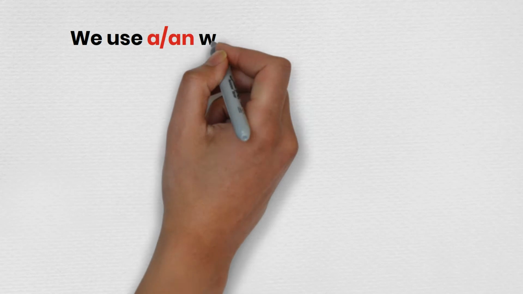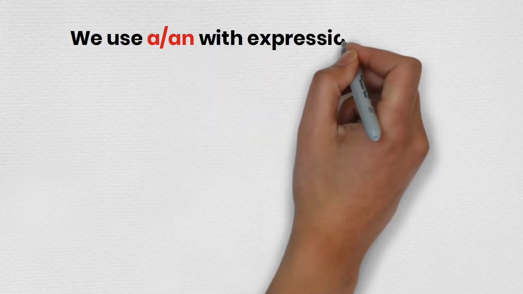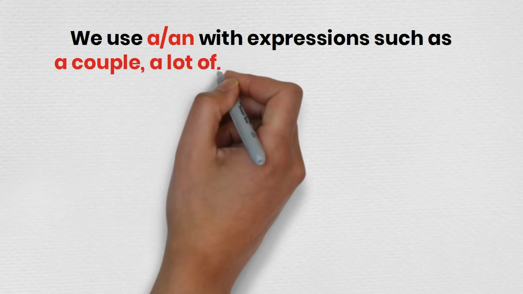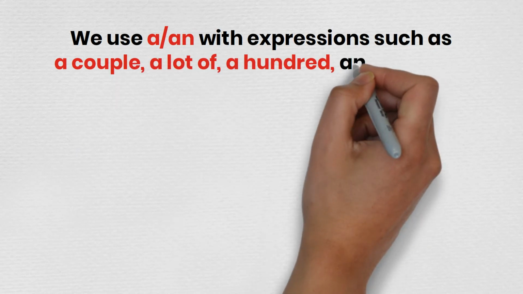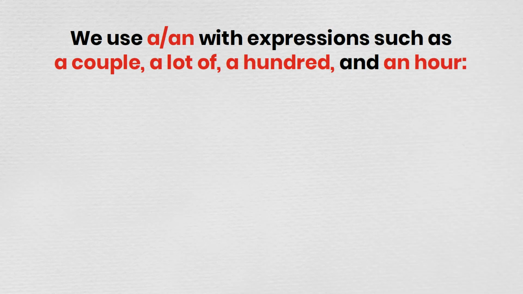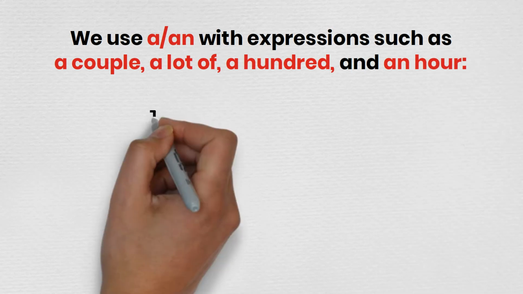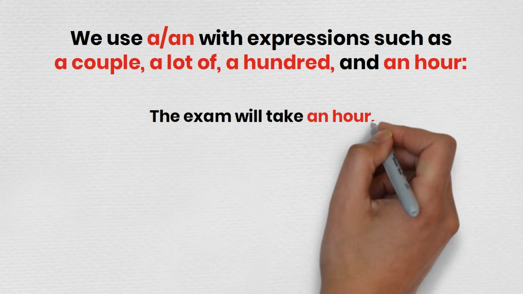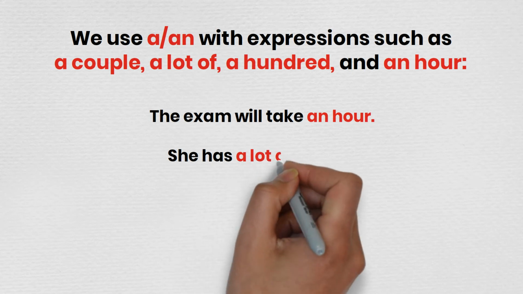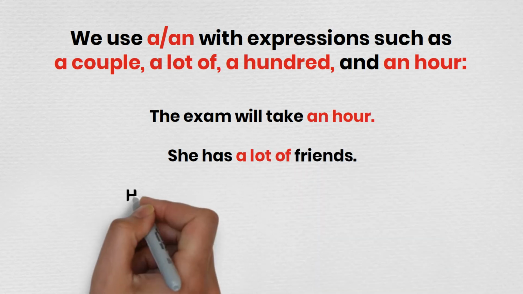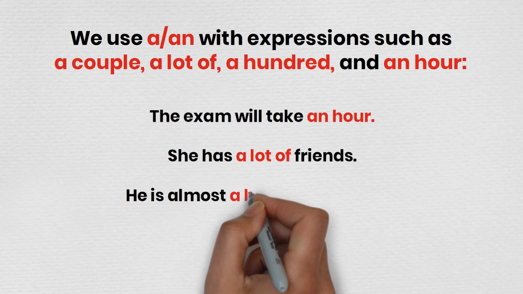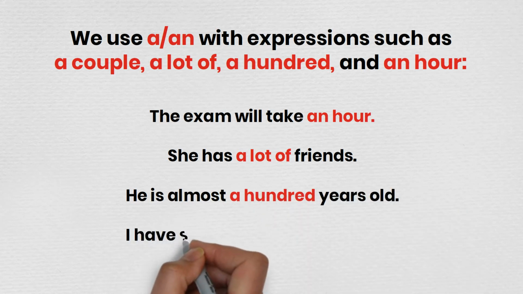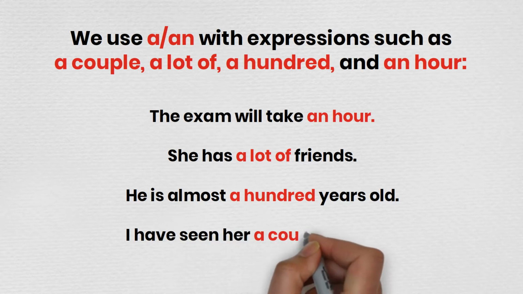We use a or an with expressions such as a couple, a lot of, 100, and an hour. The exam will take an hour. She has a lot of friends. He's almost 100 years old. I have seen her a couple of times.